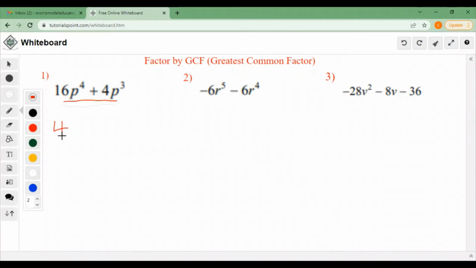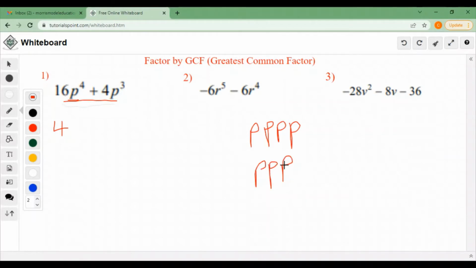But the other thing you need to keep in mind are these variable components. When you see p to the fourth, I want you to realize that's the same thing as p times p times p times p. In other words, there's 4 p's being multiplied together. When you have p to the third, that's the same thing as 3 p's being multiplied together. It's just shorthand for that.